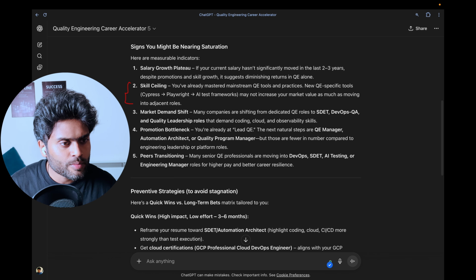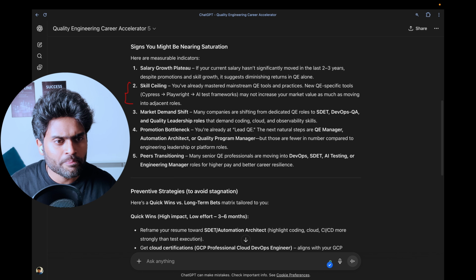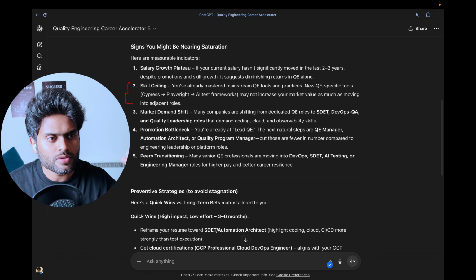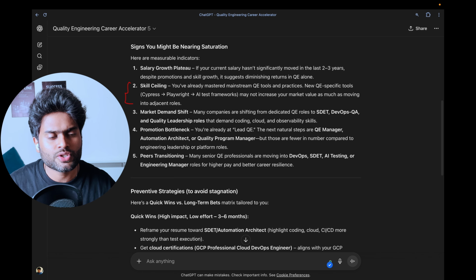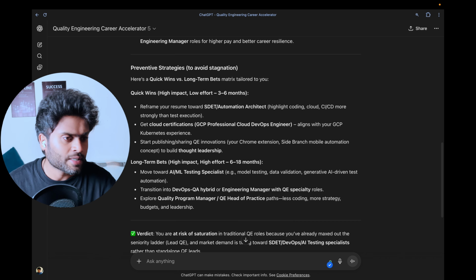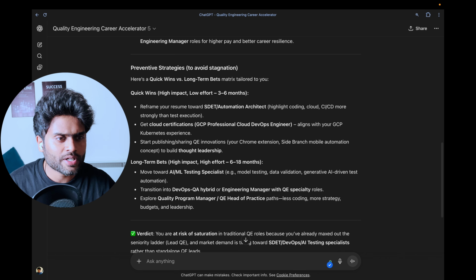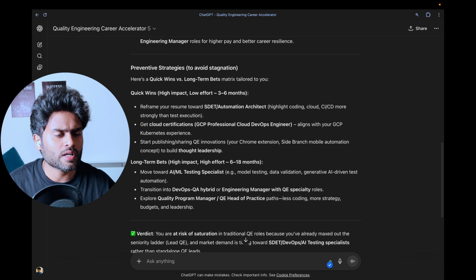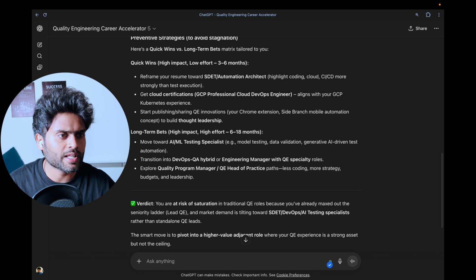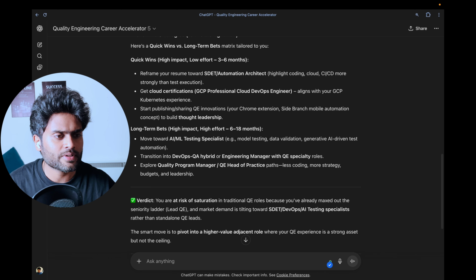So the next one is promotion bottleneck. You're already at lead QE. The next natural steps are QE manager, automation architect, or quality program manager, but those are fewer in number compared to engineering leadership or platform roles. Okay. And start publishing and sharing QE innovations, your Chrome extension. So the suggestion here is publish and share. Okay. So these are quick wins. I totally agree with these points. And long-term bets. Long-term bets would take 6 to 18 months as per the suggestion.